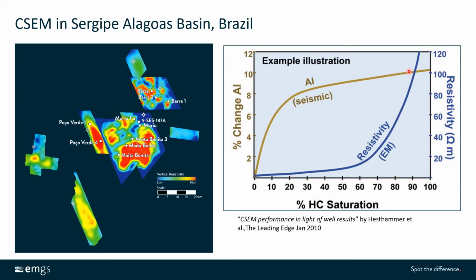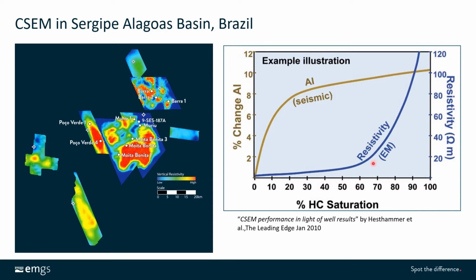Which means that if you are drilling a well and remnants of the gas are there in any of the reservoirs, you'd be able to see a change in the acoustic impedance, but you won't be able to confirm whether that would be commercial or not.